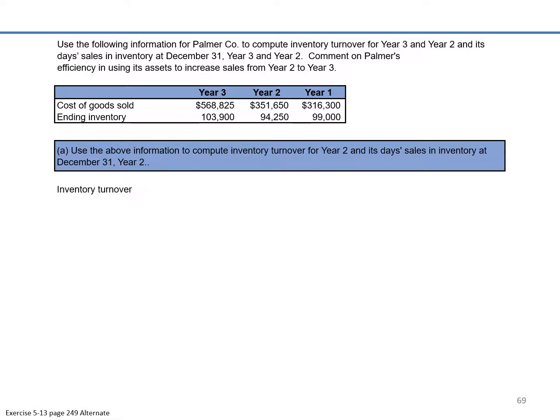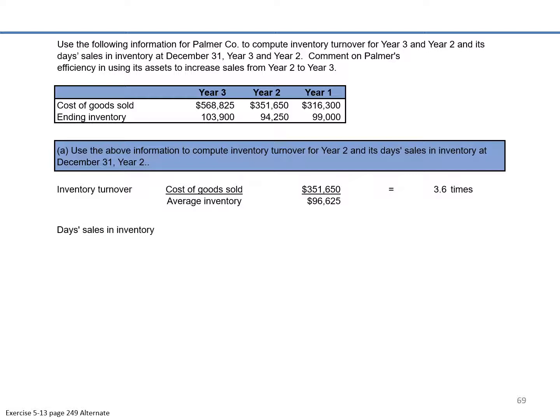All right, so inventory turnover again is cost of goods sold divided by average inventory. So for year 2, their cost of goods sold was $351,650 divided by average inventory, which is going to be the end of the year inventory for year 2, $94,250, plus the end of the year inventory for year 1 of $99,000 divided by 2. So that's average of 96,625. Inventory turnover of 3.6 times.